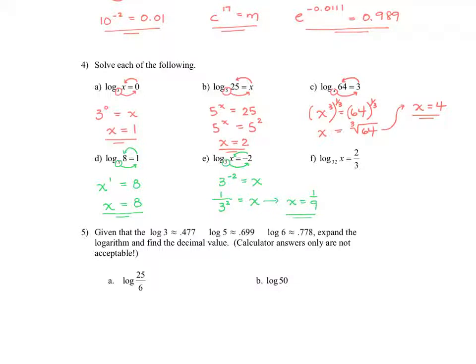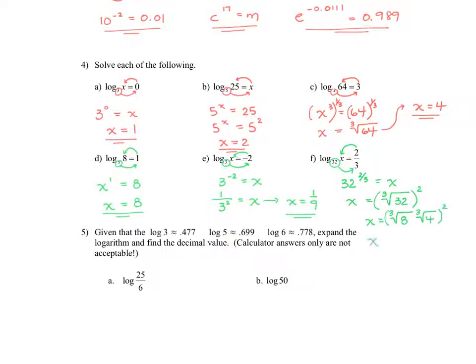And finally, 32 raised to the 2/3 equals x. So I have x is equal to the cube root of 32 squared. Now 32 isn't a perfect cube, but there are perfect cube factors in 32. So we're going to break this down into the cube root of 8 and the cube root of 4, still squared.